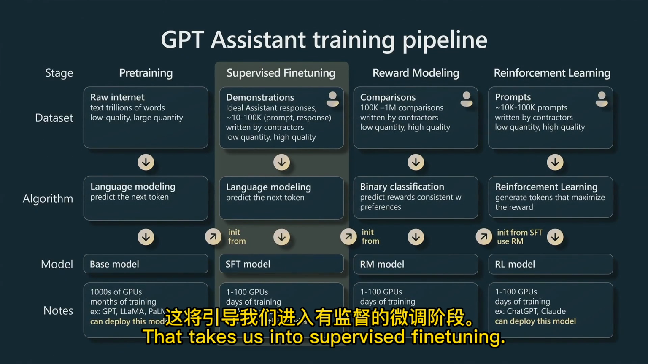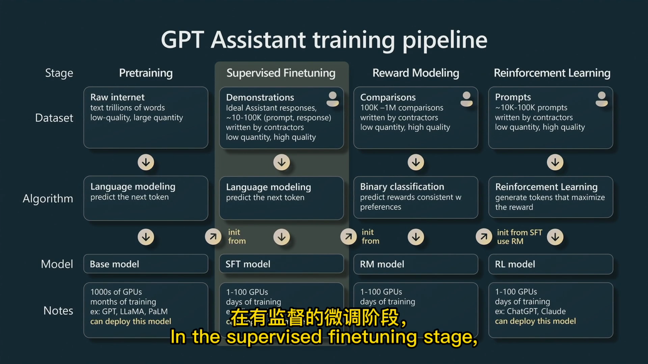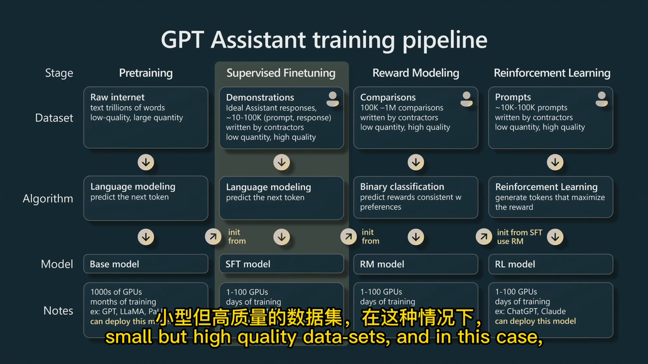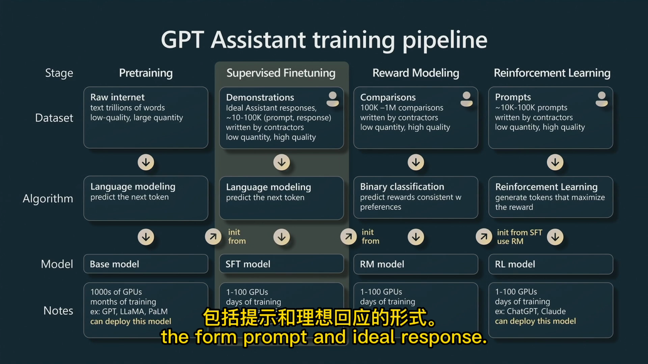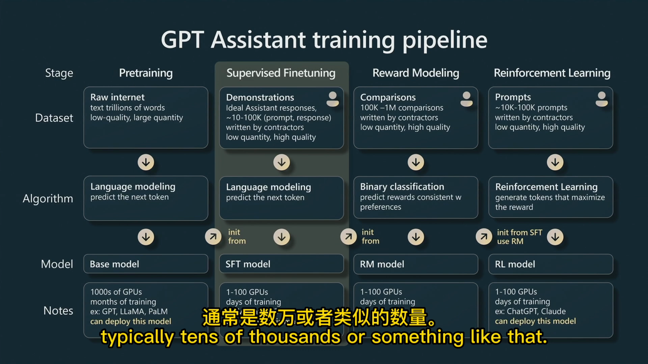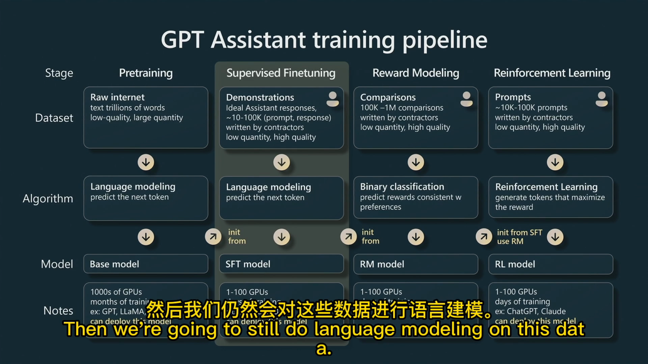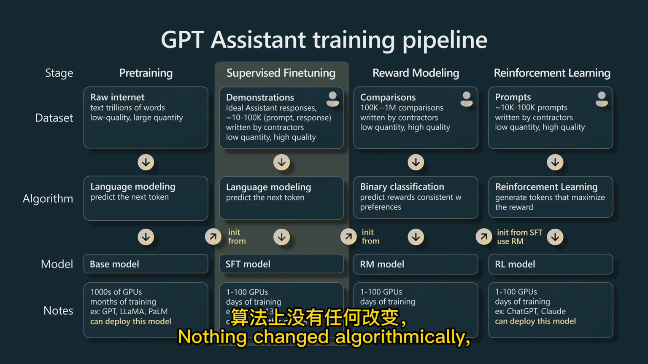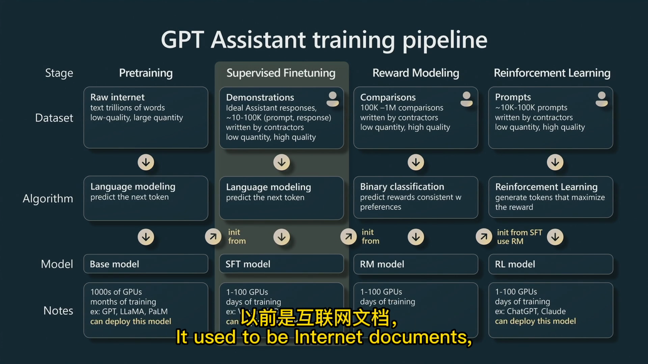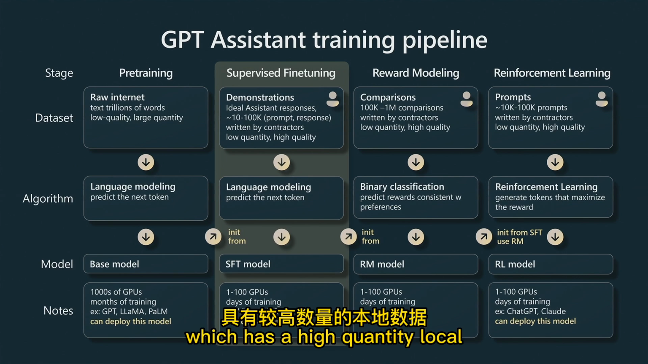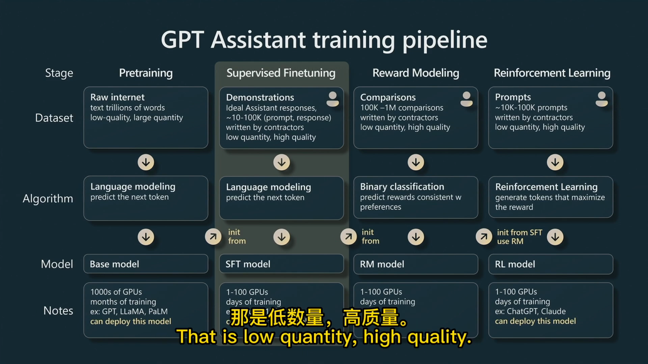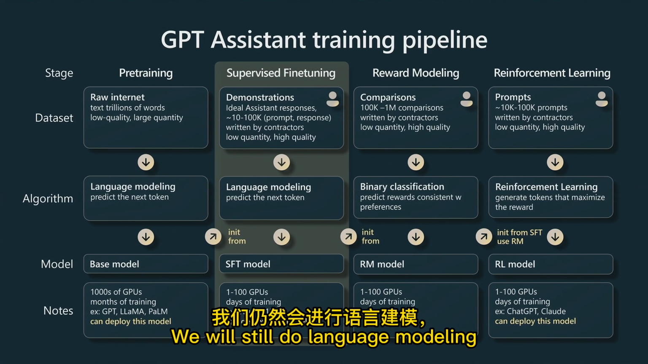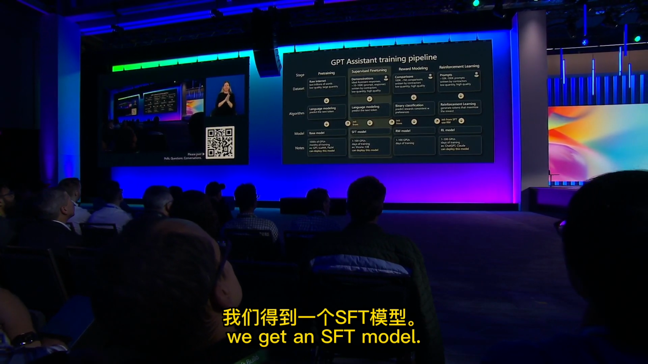And so that takes us into supervised fine-tuning. In the supervised fine-tuning stage, we are going to collect small but high-quality data sets. In this case, we're going to ask human contractors to gather data of the form prompt and ideal response. And we're going to collect lots of these, typically tens of thousands or something like that. Then we're still going to do language modeling on this data. So nothing changed algorithmically. We're just swapping out a training set. It used to be internet documents, which is high quantity, low quality, for basically QA prompt response data. And that is low quantity, high quality. So we still do language modeling, and then after training, we get an SFT model.